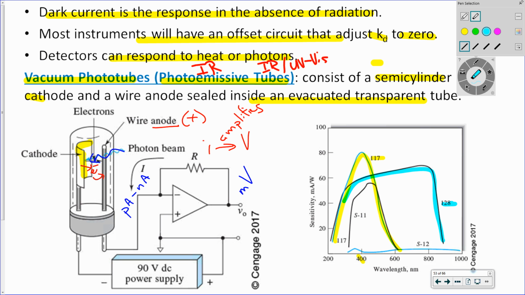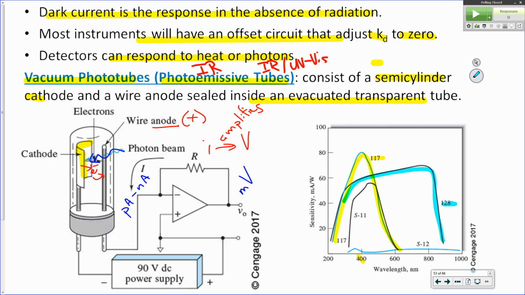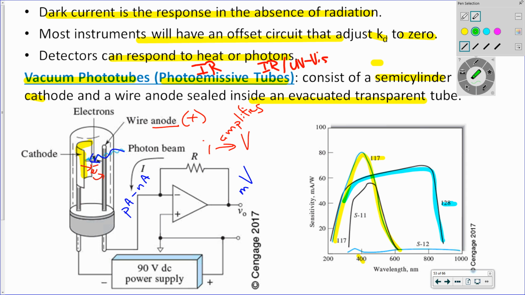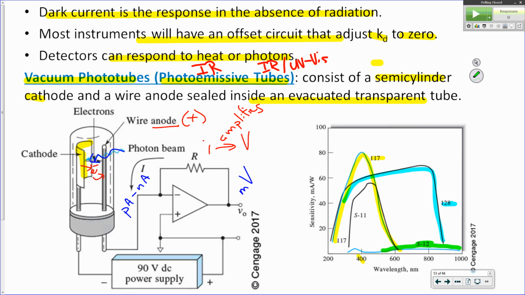You've got to make sure the surface detects at the wavelength you want to detect. If you want to do something in the near IR, you can get this S12, and it's got some sensitivity down here in the IR, but it's not near as sensitive as the other detectors. So there's no one good detector that works for everything. And the good thing about this is you don't need high voltage to power it, 90 volts. That's easy to transform up or to come from a wall and run to that.